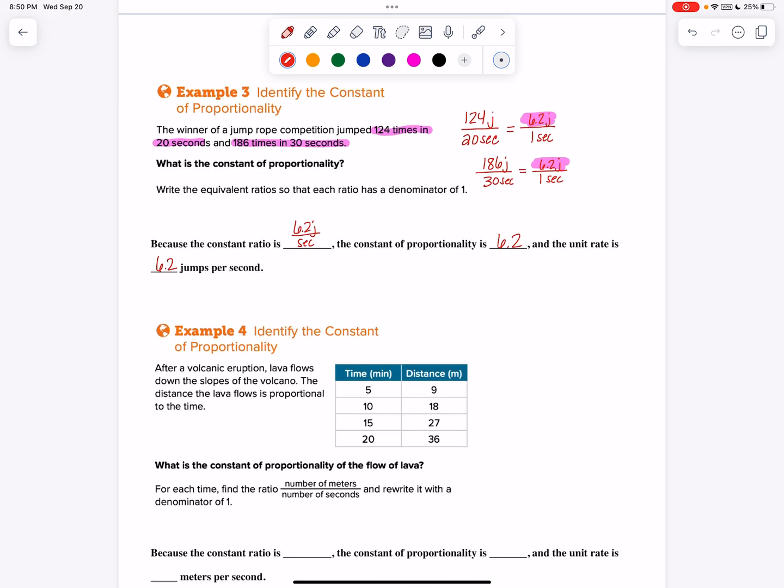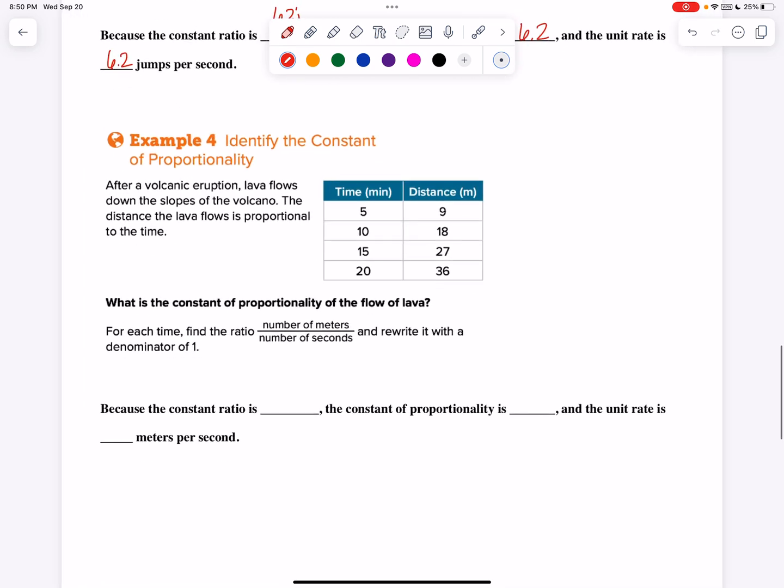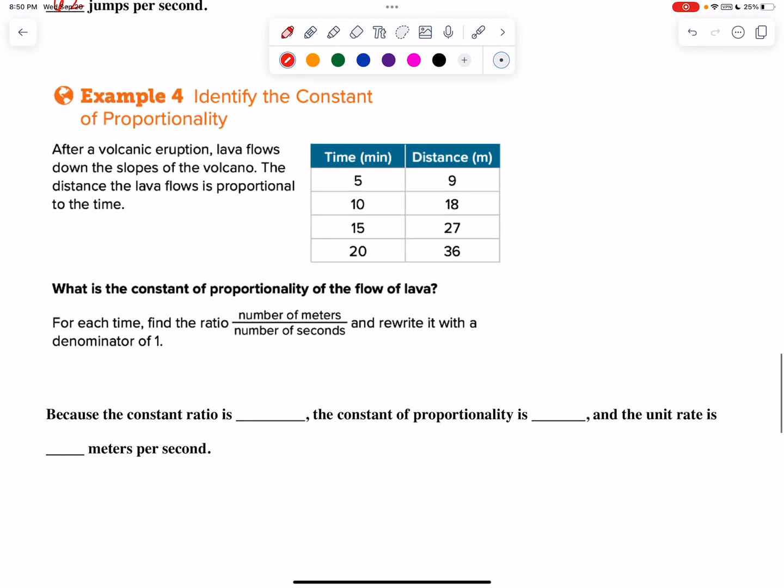Okay. All right, let's go ahead and check out number 4. It says, after a volcanic eruption, lava flows down the slopes of the volcano. The distance the lava flows is proportional to the time.